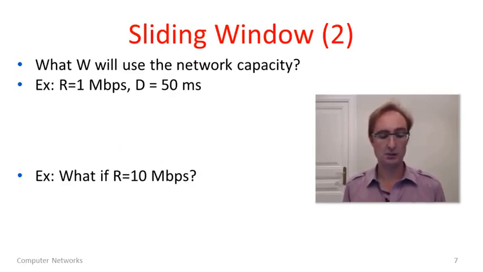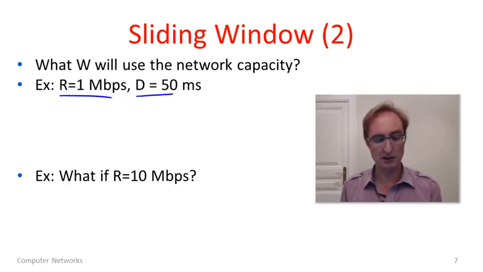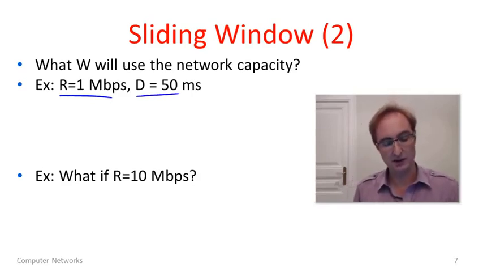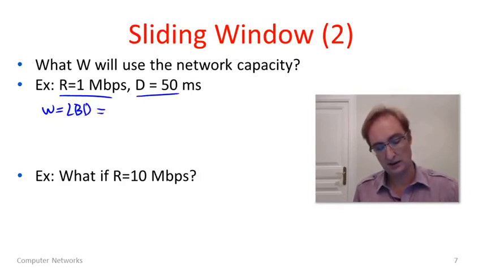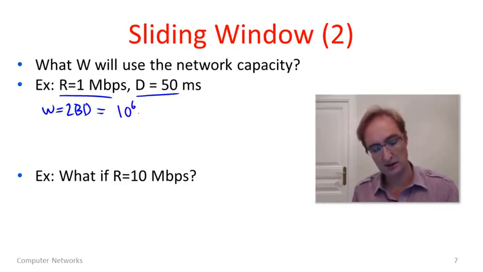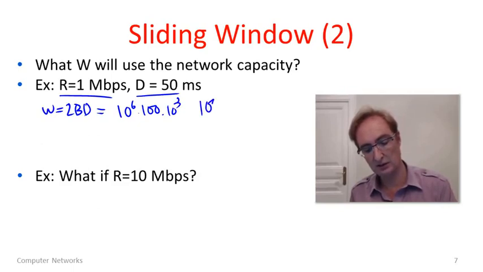So what window size W would we like to use to fill up the network, to use it to its capacity? For the examples before, now with a rate of 1 megabit per second and a delay of 50 milliseconds. So we would like W to be equal to 2BD, that is, twice the bandwidth times the delay. I'm just going to multiply the bandwidth first, that's 10 to the 6 bits per second, and twice the delay is 100 milliseconds, so that's 100 times 10 to the minus 3 seconds, so that's 100 kilobits.